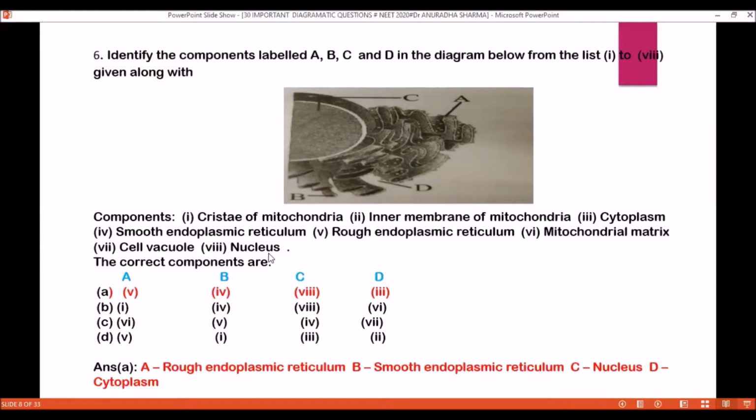And eighth is nucleus. So the correct components, looking at this diagram, we can see that A is rough endoplasmic reticulum. B is smooth endoplasmic reticulum. C is the internal organelle, that is nucleus. And D is the cytoplasm. So option A is correct.